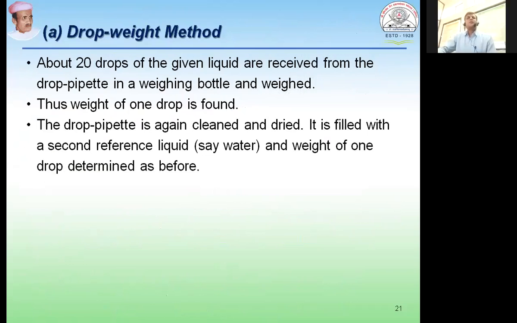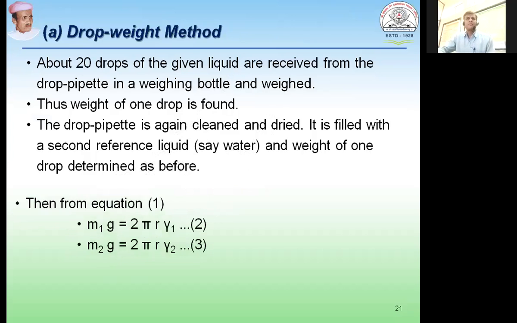Then the drop pipette, or that stalagmometer, is again cleaned and dried, and now it is filled with the second liquid, which we are using as a reference liquid, say for example water, and the same procedure is carried out for that liquid as well. 20 drops of the reference liquid are received into the weighing bottle and weighed, and the weight of one drop is determined.